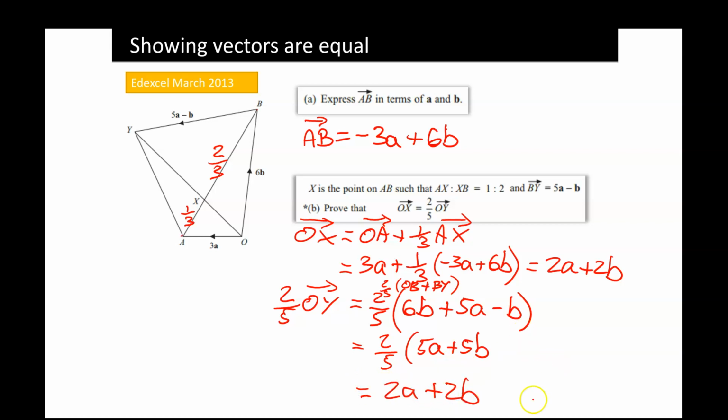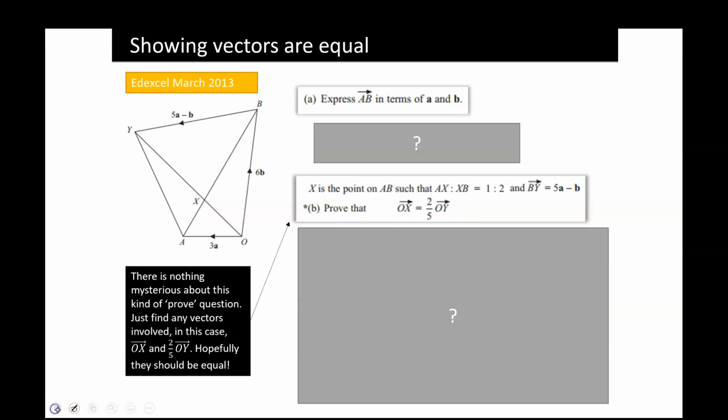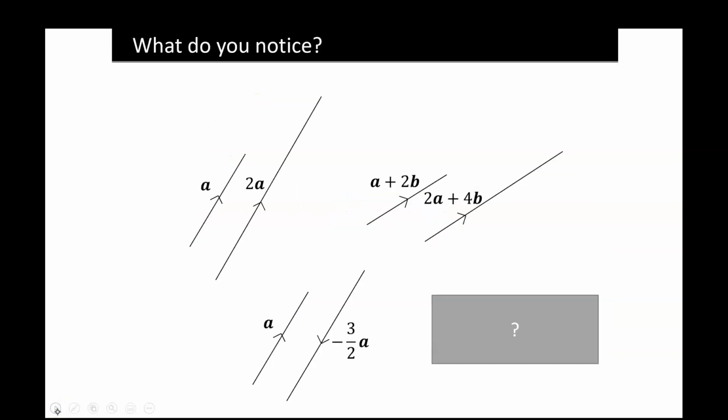Okay, and then basically you need a little statement saying that you've proved it. So OX, therefore OX equals 2/5 of OY, just so everyone can see that you've done what you set out to do. Okay, so that's showing vectors are equal. Now, on to parallel.